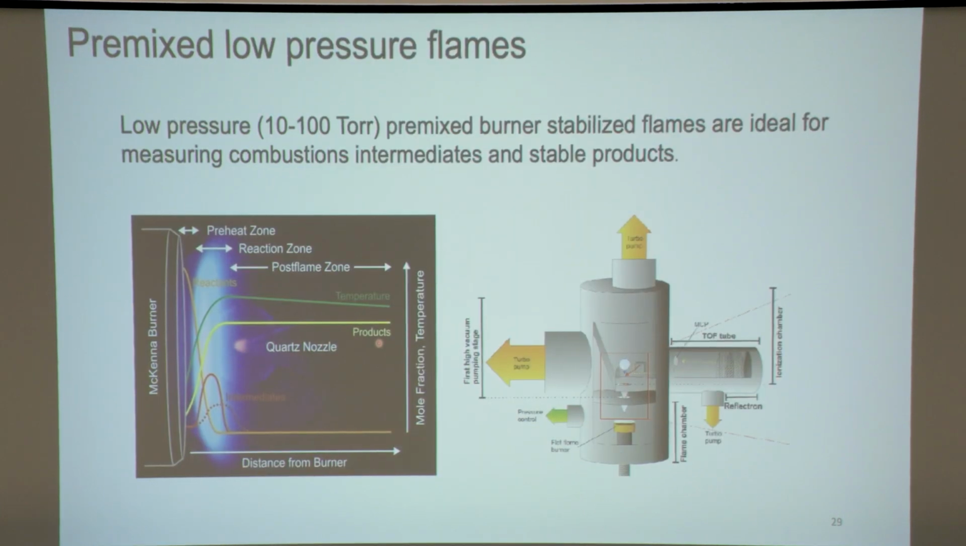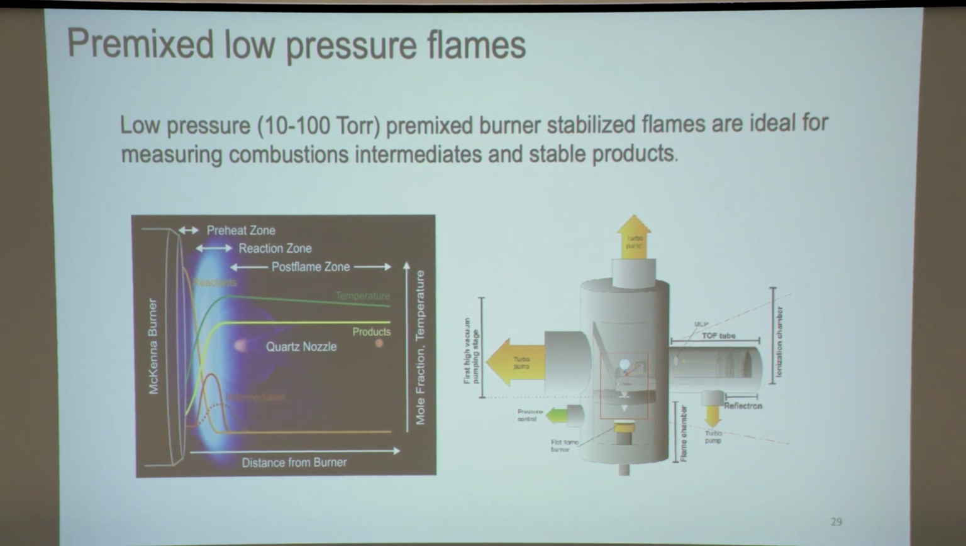Okay, another commonly used reactor for speciation is flames. Of course, flames can be used for flame speeds, extinction, and ignition. I'll talk about that, but first, we can even use flames to measure species.